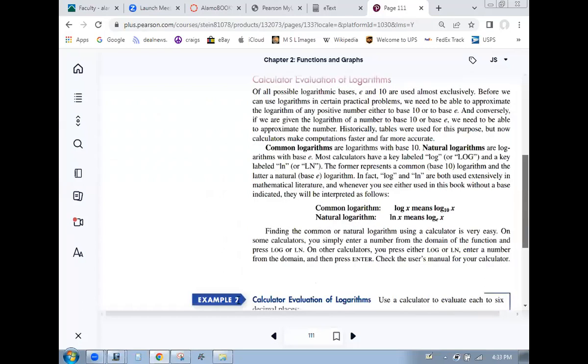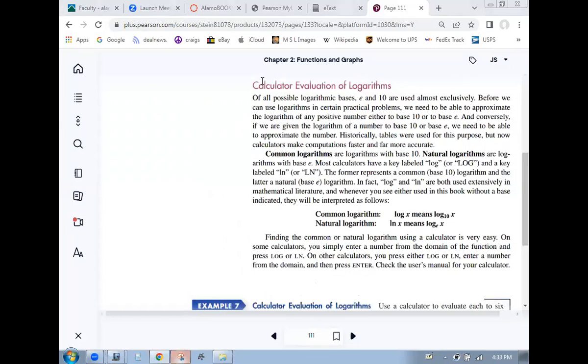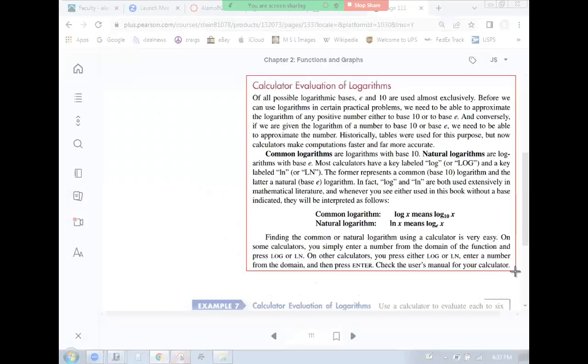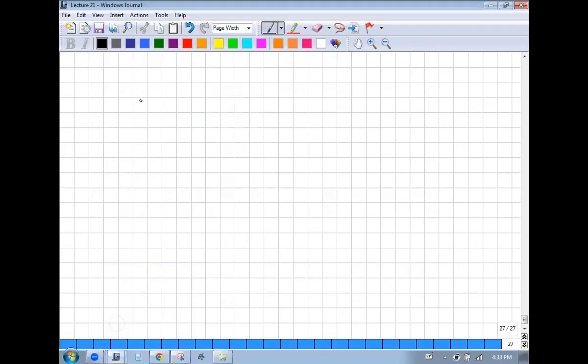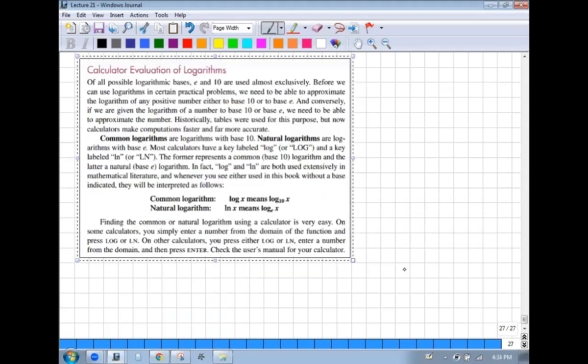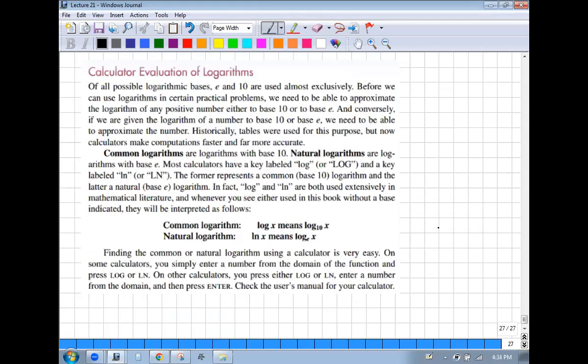All right, let's read the long paragraph. Of all possible logarithmic bases, e and 10 are used almost exclusively. Before we can use logarithms in certain practical problems, we need to be able to approximate the logarithm of any positive number either to base 10 or base e, and conversely, if we are given the log of a number to base 10 or e, we need to be able to approximate it. Historically, tables were used for this purpose, but now calculators make computations faster and far more accurate.